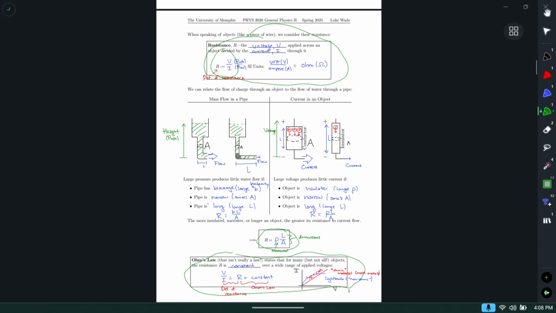Ohm's law would say, all right, well, now I put two batteries in. I've got 3 volts. What happens to the current? It is 2 amps now. So what is the resistance? Still 1.5 ohms. It hasn't changed. That's Ohm's law.